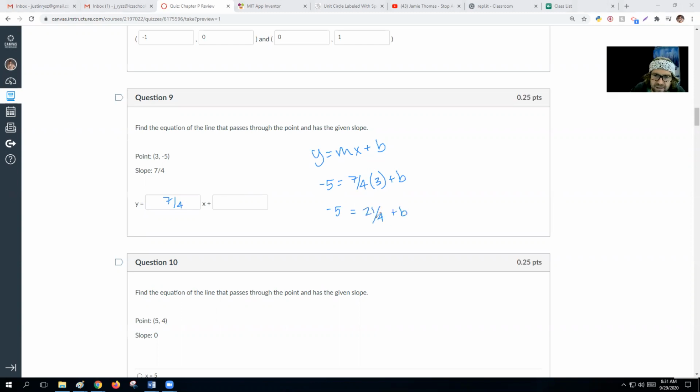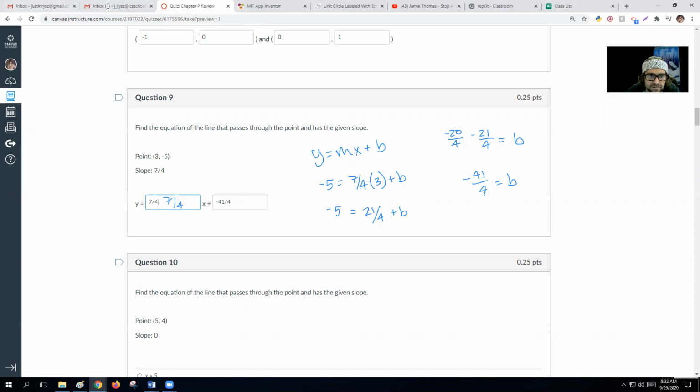So we get -5 equals, if I multiply this here, that'd be 21/4 plus b. And then I want to minus that over. Now I like to work with fractions because then I don't have to get a calculator out. I know -5 is really -20/4. And when I minus the 21/4 over to figure out what b is, I can just combine those like terms. So -41/4 equals b. Now, if that was a decimal, I believe that's like -10.25. And I believe both of those answers are in there. So -41/4. Oh, and I forgot to type this one in. 7/4.